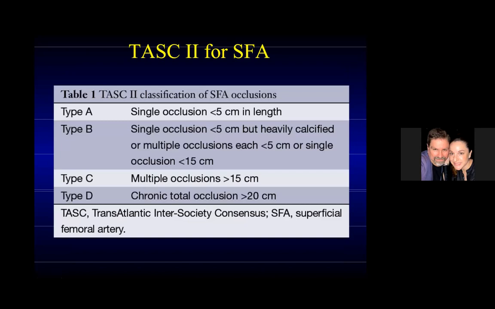All right, class 2 for SFA. So TASC also has a classification for superficial femoral artery disease, and this is more what we do. We do see a lot of iliac artery disease and we address it, but not as much as superficial femoral artery disease. A class 2 type A is a single occlusion less than 5 centimeters in length. Type B is a single occlusion less than 5 centimeters but heavily calcified, or multiple occlusions, each less than 5 centimeters, or a single occlusion less than 15 centimeters, okay? A type C is multiple occlusions greater than 15 centimeters, and a type D is chronic total occlusion greater than 20 centimeters.